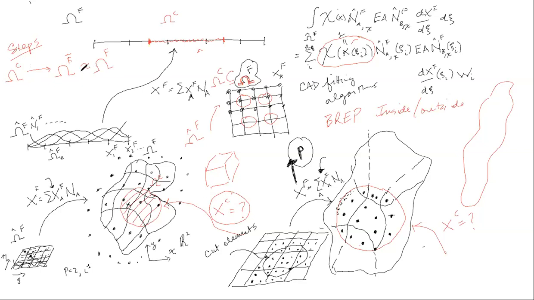And this approximation doesn't matter because mathematically the only thing we require is that omega C be inside of omega F. And then this, of course, induces automatically our omega hat F. And then we can compute our basis functions and then we can go and do FEA on it.